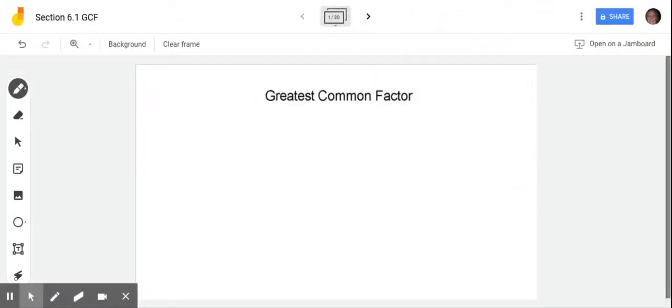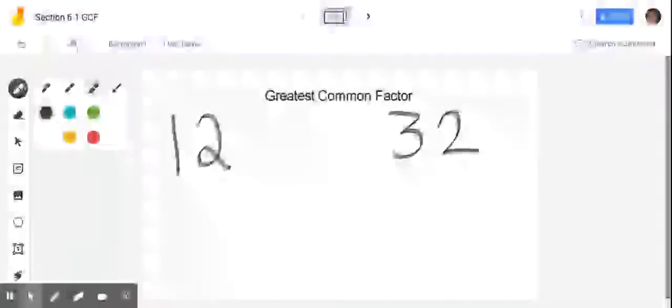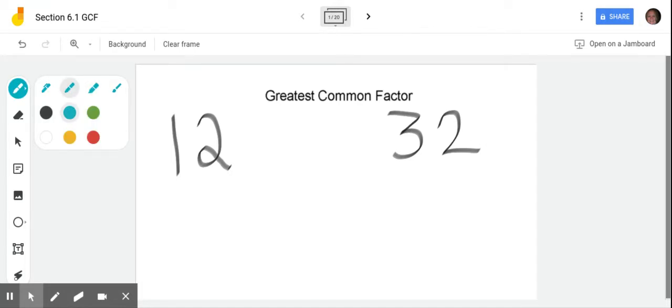Hi, today I want to go over with you and review greatest common factor. Greatest common factor means the biggest number that can divide into two numbers. So if I had 12 and 32, I want to find the biggest number that can divide into both of them.